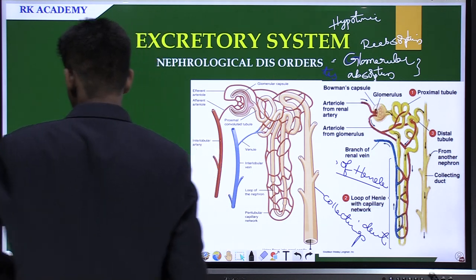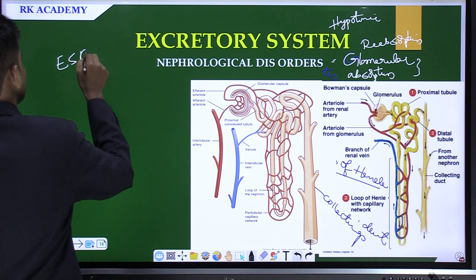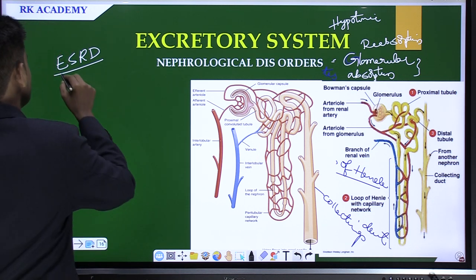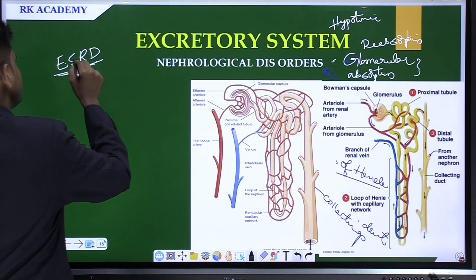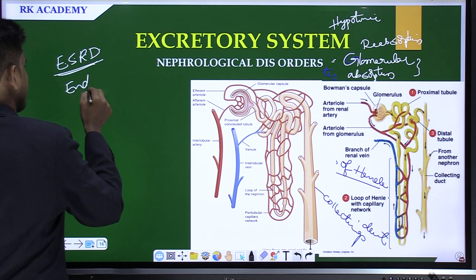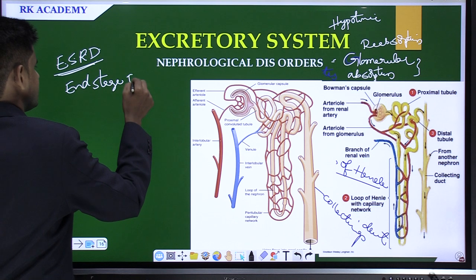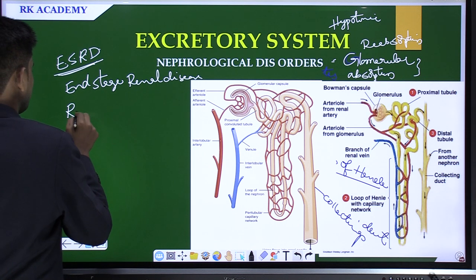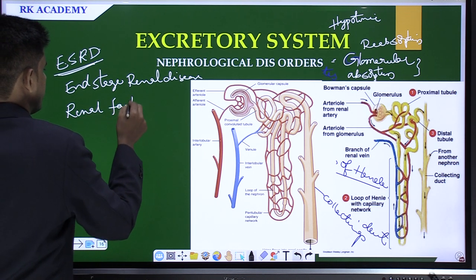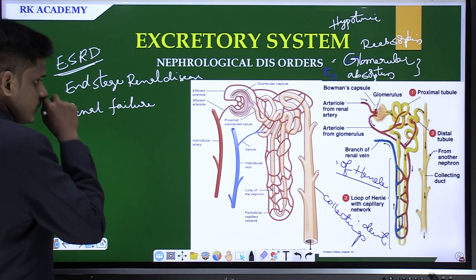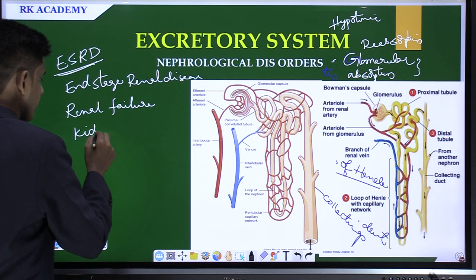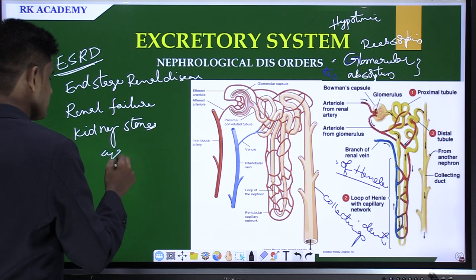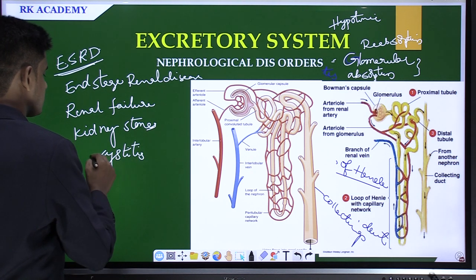The first disease is ESRD, which means end-stage renal disease. The next disease is renal failure. The next one is kidney stones. And the last one is cystitis.